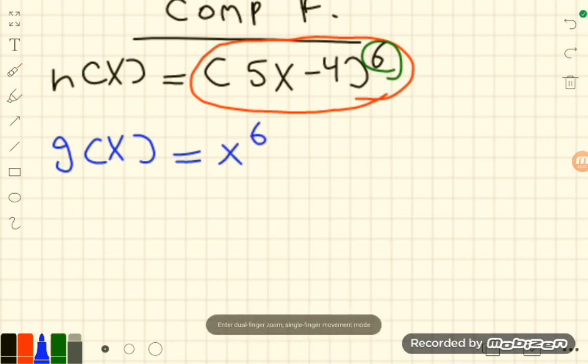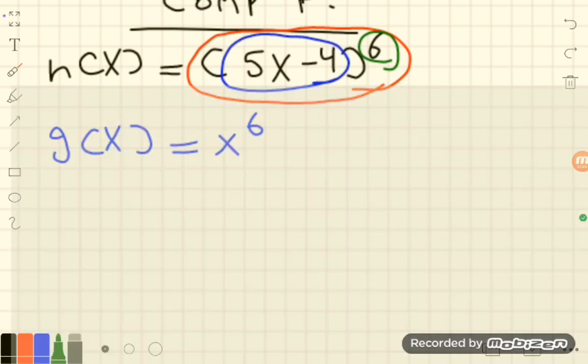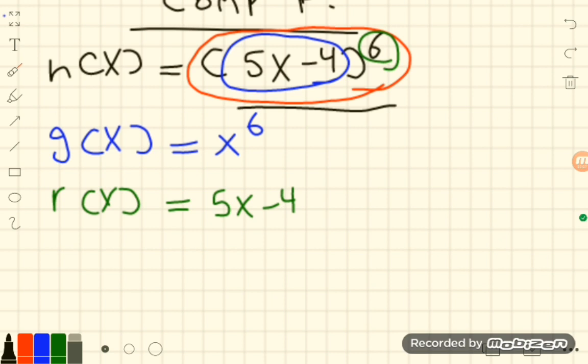And then what's left of h of x? This pal over here, 5x minus 4. So we'll make that another function as well. We'll say that r of x is nothing but 5x minus 4. Now that we have established this, I'd also like you to pause the video and see if you can write the notation of this function in a way that you get that output.